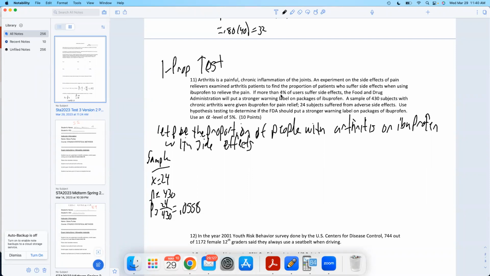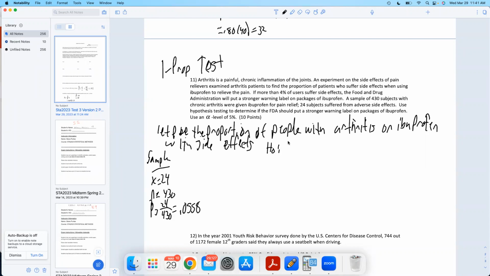All right. Now, if more than 4% of the population has side effects, they're going to put on a better warning label. So we're going to use a hypothesis test. This sample says, hey, yeah, it's more than 4%. Look, that's like 5.5%. That's more than 4, but it's just a sample. Samples vary. That's not proof. That could just be a statistical fluke. We're going to figure out what's the probability of getting that sample if it's actually less than 4%. So we write our hypotheses.